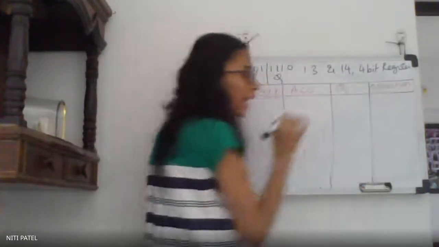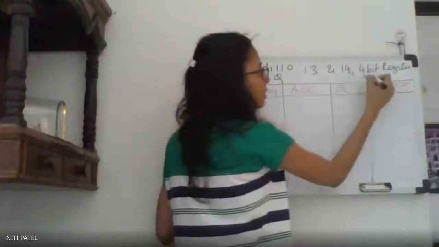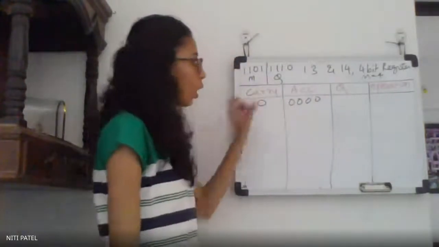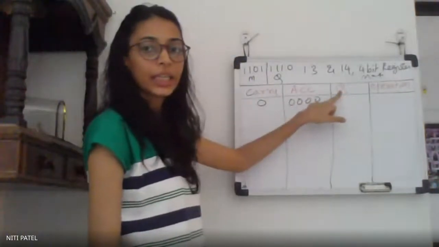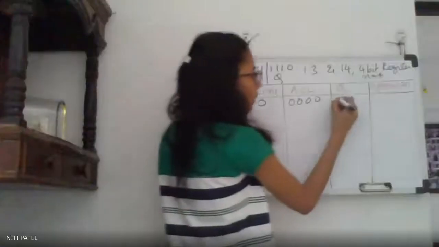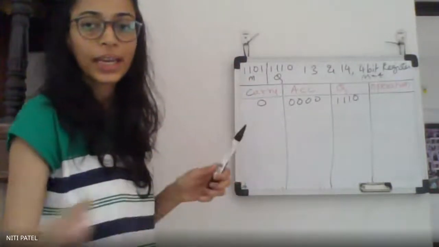What is the value of carry initially? It is 0. What is the value of accumulator? 0. But how many bits? It is equal to 4. So how many 0s? 1, 2, 3, 4, 0. What is my Q? It is the multiplier. What is it? 1110. What I will write? 1110. Yes or no? Correct up till here?